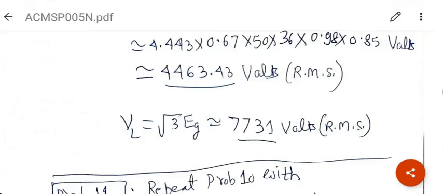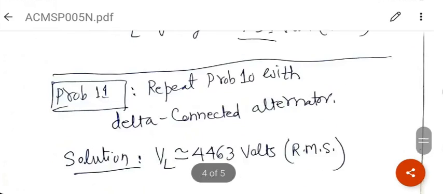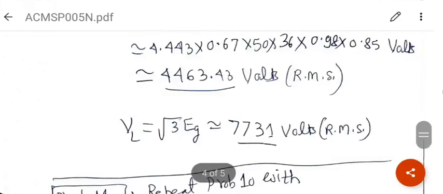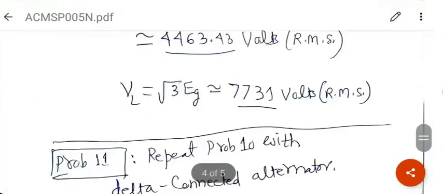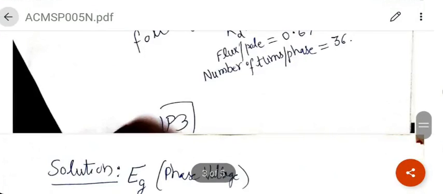Okay. And the last one in this is repeat the previous problem with delta connected alternator. If you have delta connected alternator, line voltage and phase voltage have the same magnitude. So the answer is simply 4463 volts approximately. Okay. Simple problems, but worth having a look at.